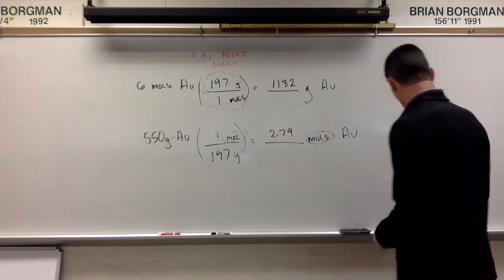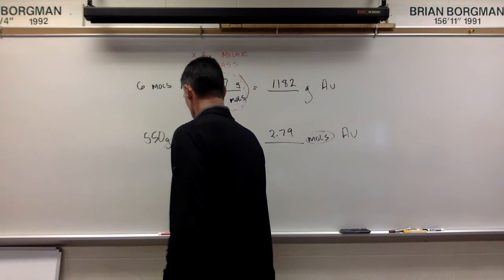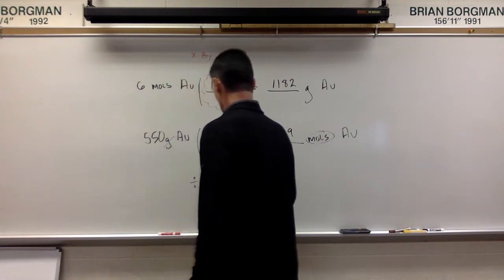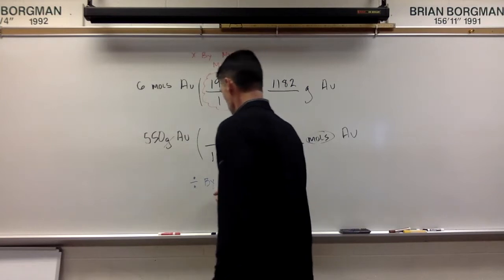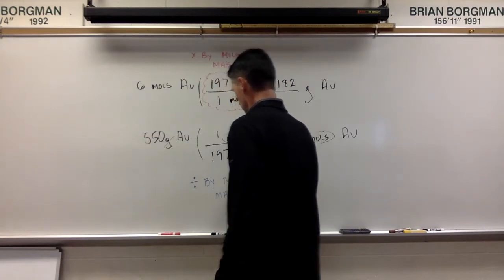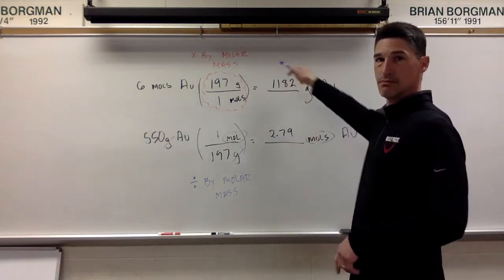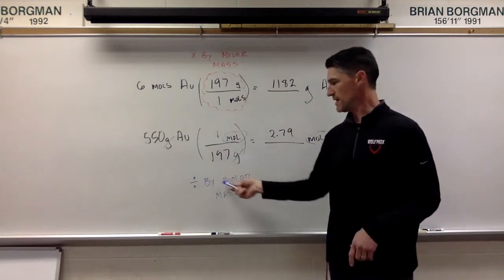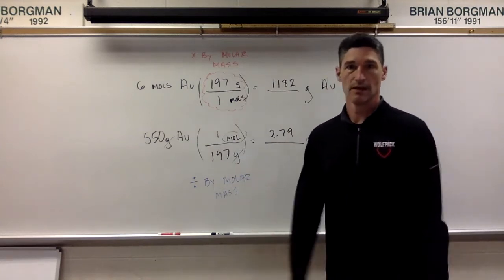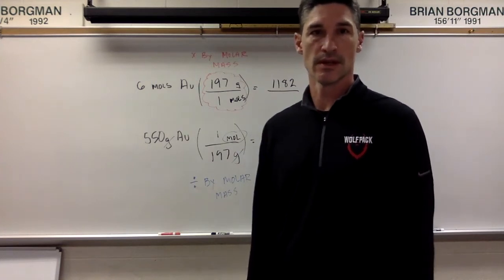So what did I wind up doing here? I divided by the molar mass. So to go from moles to grams, multiply by the molar mass. To go from grams to moles, divide by the molar mass. Again, the molar mass you just get right off the periodic table. Okay, easy peasy, lemon squeezy.